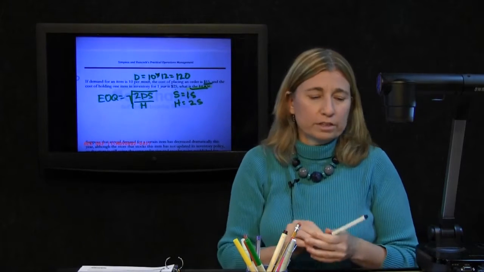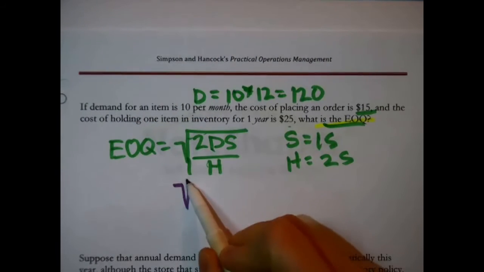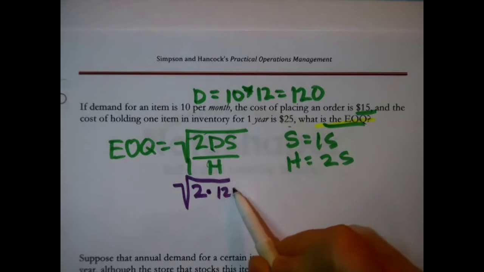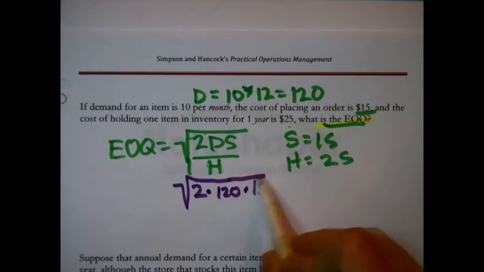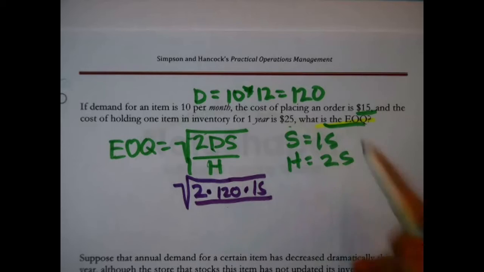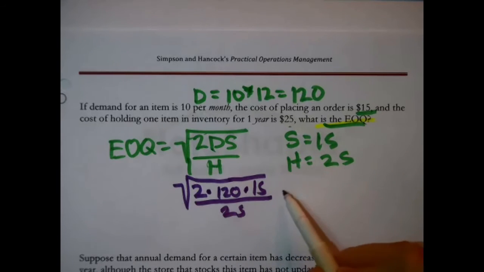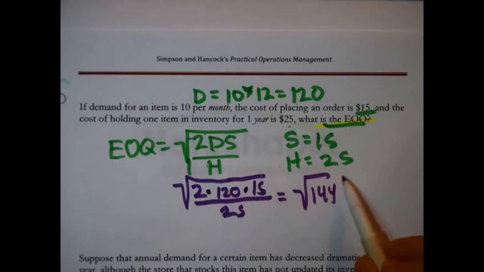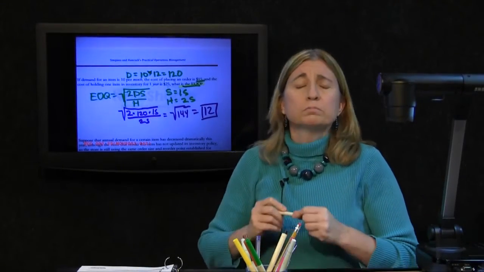Now we have everything that we need to find the answer, right, which you just say 2 times 120 times the 15, that's all in the numerator, divided by the 25, that's in the denominator. So I get the square root of 144 in here, which works out nice and neat. No rounding or anything, 12. Okay, the EOQ in this case is 12.